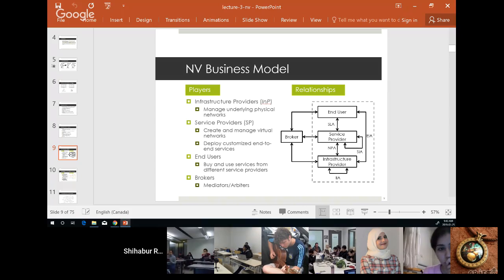Sometimes the infrastructure provider can also provide services. So of course there can be any combination of that. But mainly the idea is to have these two separate roles. Now that's the general or generic business model.